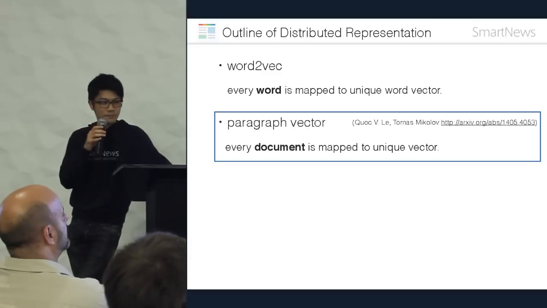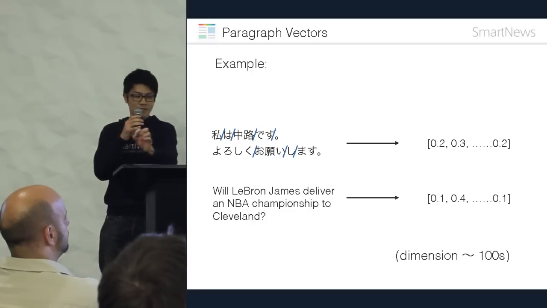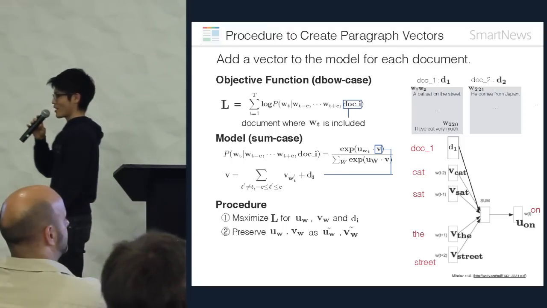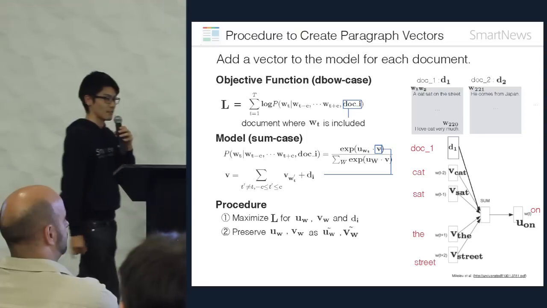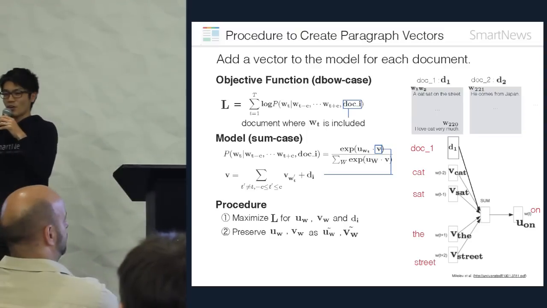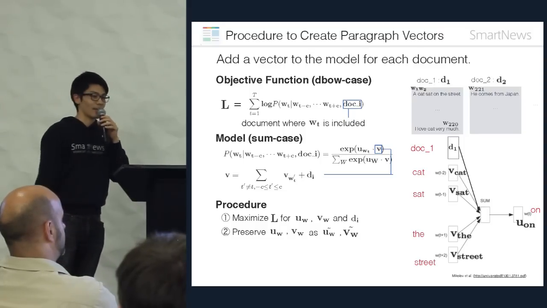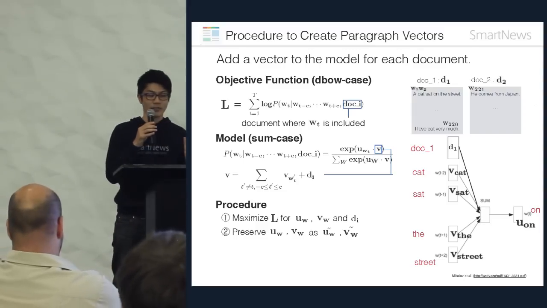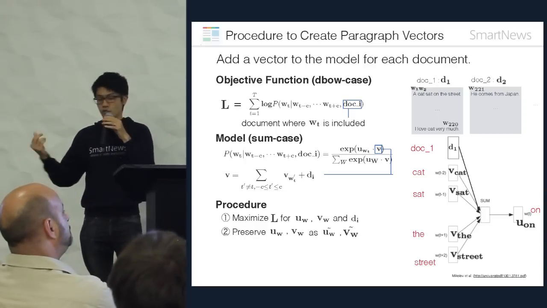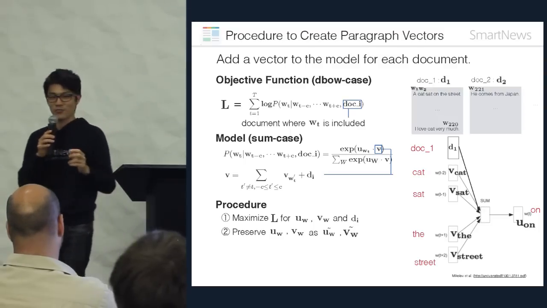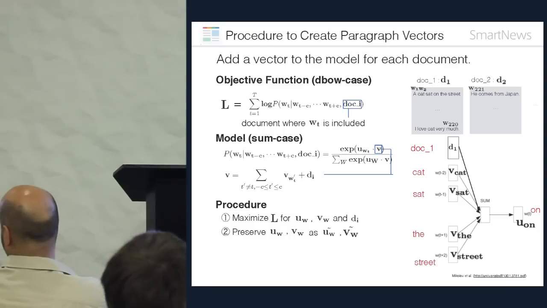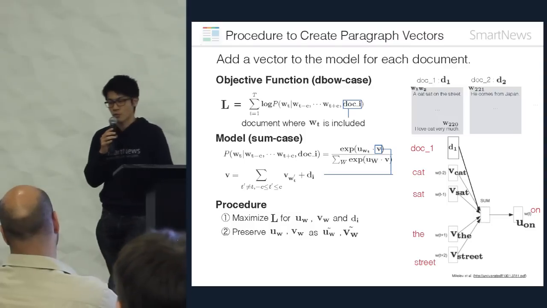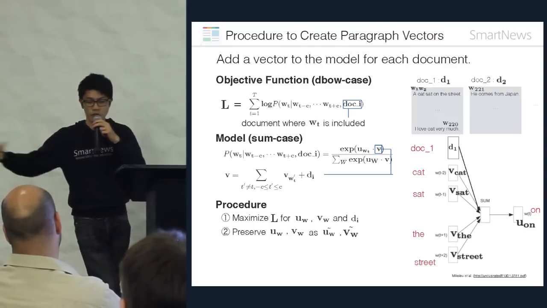Then let's get into the paragraph vector model. As I told you, every document is mapped into one dense vector. The procedure to create a paragraph vector is similar to the Word2Vec case. First, we prepare the document set and label each word W1, W2, and so on. We also label each document as document 1, document 2, and so on. And we maximize the objective function L. The difference from the Word2Vec case is that the objective function includes the document ID, doc_i here. So maximizing this objective function means maximizing the probability to predict a word not only from the surrounding words, but also from the document itself.